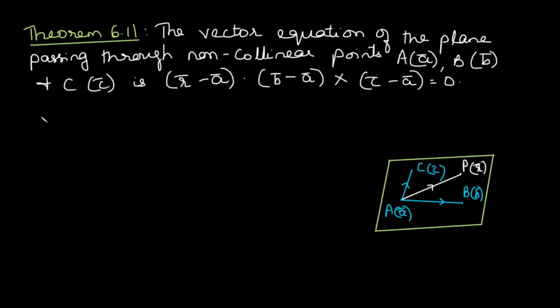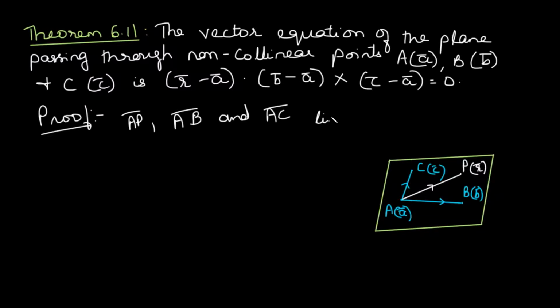So we can say that in the proof, as P is another point in the plane, AP bar, AB bar and AC bar lie in the same plane. Therefore, we say that AP, AB and AC are coplanar.